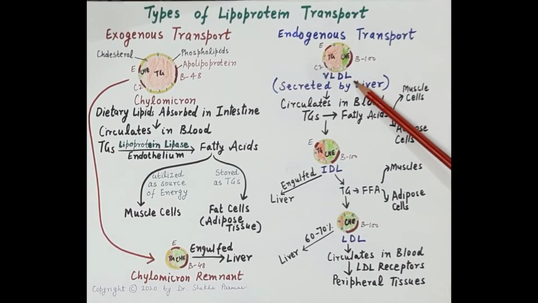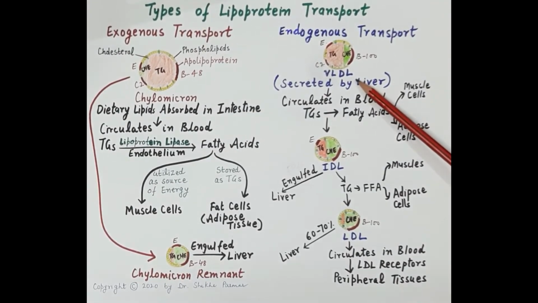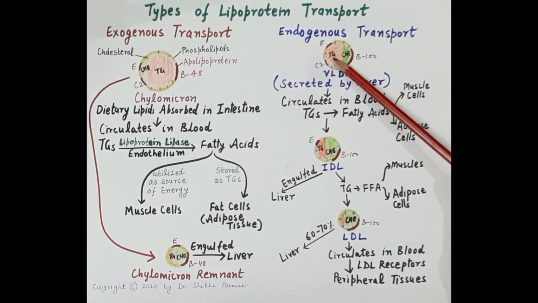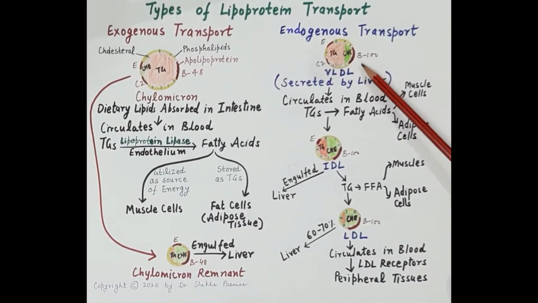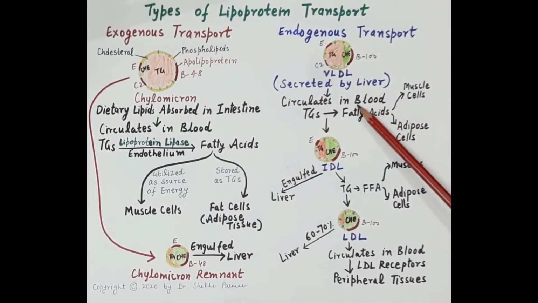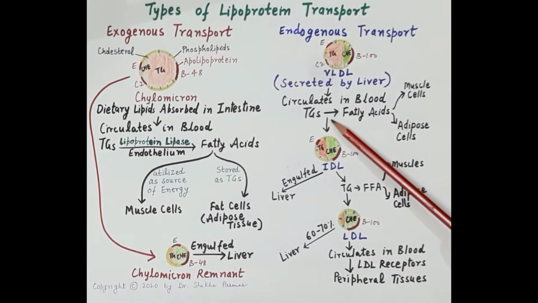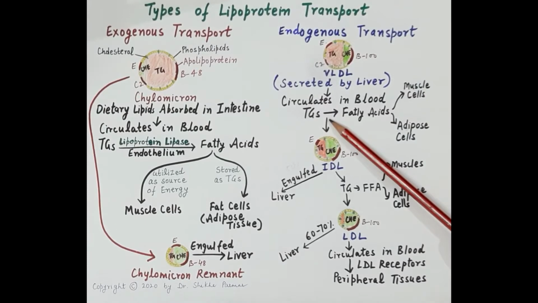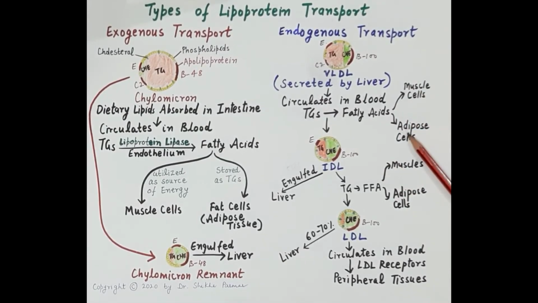VLDL, that is very low density lipoprotein, is a lipoprotein synthesized by the liver. The VLDL consists mainly of triglycerides, as shown here in the red color, and small quantities of cholesterol esters. The diameter of VLDL is about 40 to 80 nanometers. This VLDL circulates in the blood, and again endothelium bound lipoprotein lipase hydrolyzes triglycerides in VLDL to fatty acids, and these fatty acids are utilized by the muscle cells as well as by the adipose tissue.